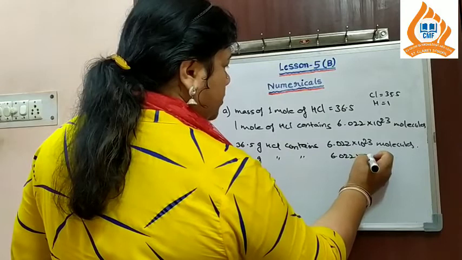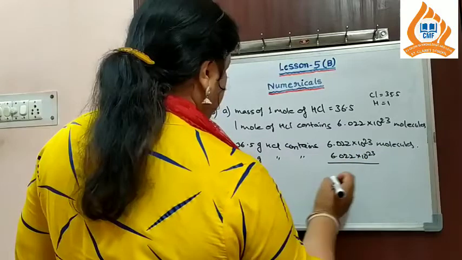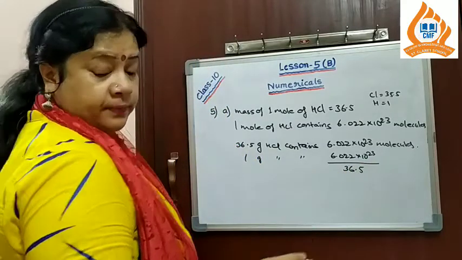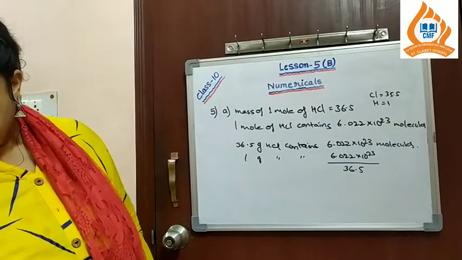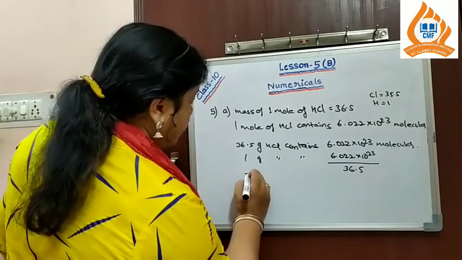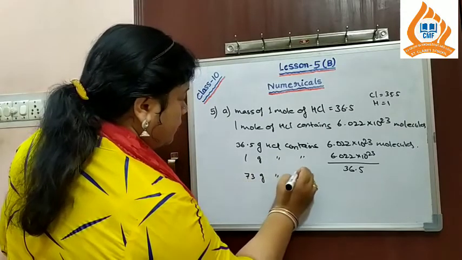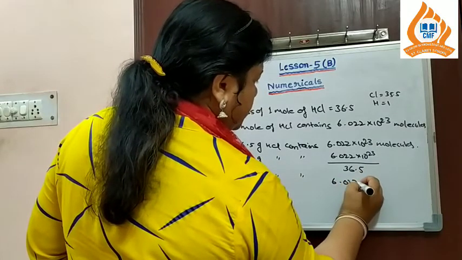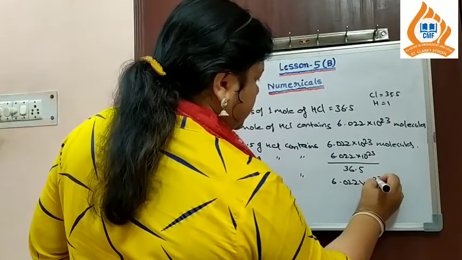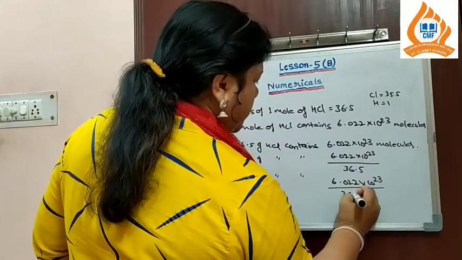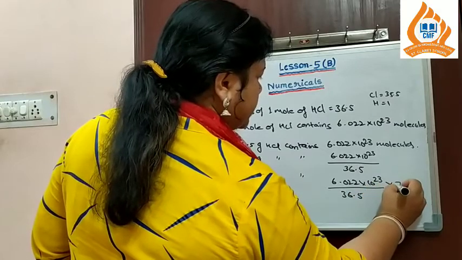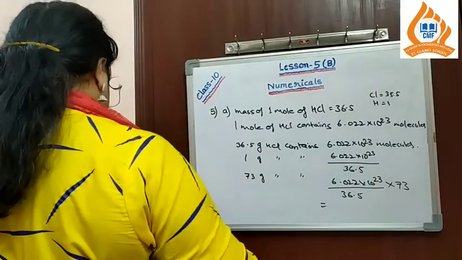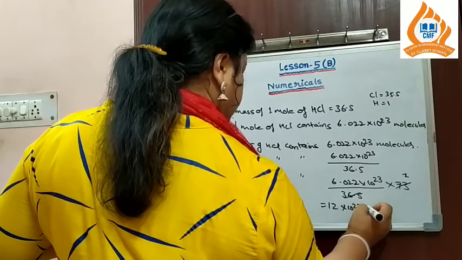Or you may know the formula also. Divide by 36.5. And how many grams are given? 73 grams. So 73 grams of HCl will contain 6.022 into 10 to the power 23 by 36.5 into 73. You just calculate it and the answer will come out as 12 into 10 to the power 23.